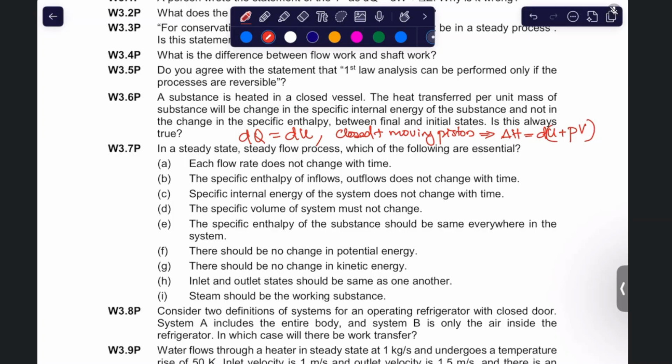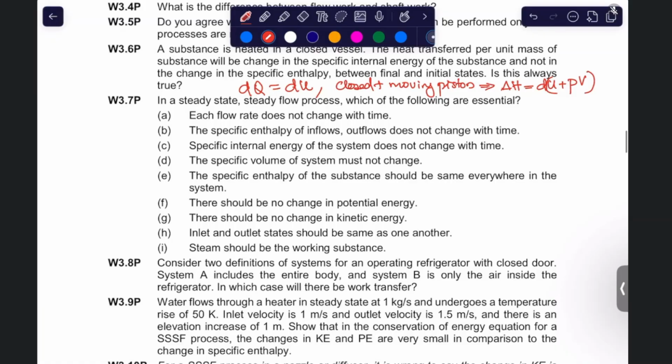Now, the statement is strictly true only if no boundary work is done. They were saying the heat transferred is only changing the specific internal energy of the substance and not any change in specific enthalpy. But I'm saying that delta H has got this dU term. So if no boundary work is done, then delta H and delta U will have the same change.